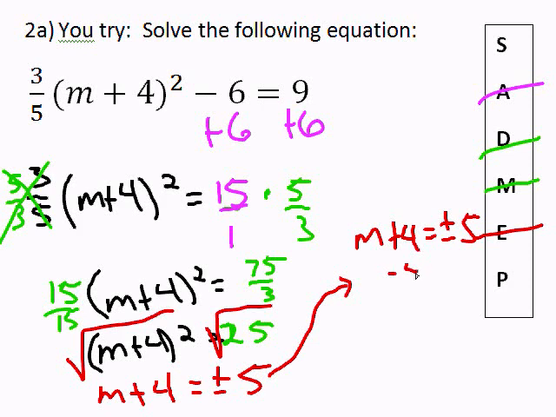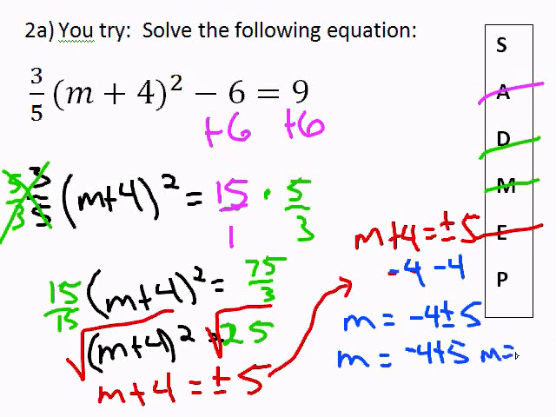So I'm going to subtract 4 from both sides. Let me do that in another color. So we subtract 4. We get m is equal to negative 4 plus or minus 5, which we can split up as m equals negative 4 plus 5, and m equals negative 4 minus 5, which gives us our final two answers. m is equal to negative 4 plus 5, which is 1, and m is equal to negative 4 minus 5, which is negative 9.